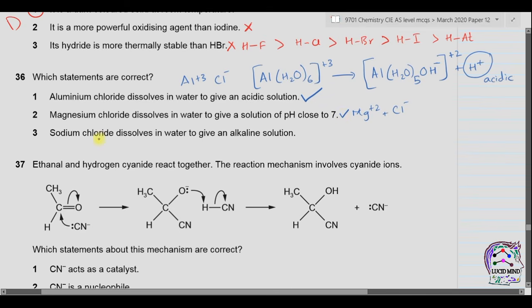Now the third one says sodium chloride dissolves in water to give an alkaline solution. Now sodium chloride behaves exactly like magnesium chloride, only the ions are formed and there is no change in pH. So it does not give an alkaline solution, it actually gives a neutral solution. So only 2 options are correct, 1 and 2, and the answer is B.